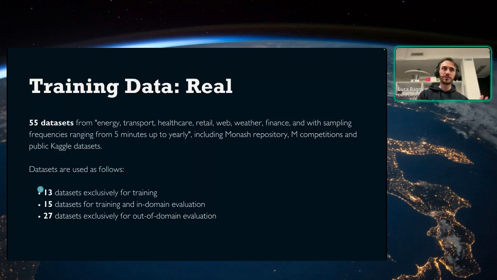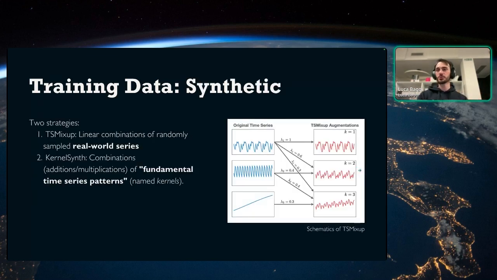They don't really use a lot of data. They only take 55 datasets from publicly known datasets, including the Monash repository, and they take 13 datasets for training only. And then 15 datasets are used for training and in-domain evaluation. And then 27 datasets are used just for out-of-domain evaluation, so this data wasn't seen in the training set. And they found incredibly good results, especially when combined with the data mixing techniques.